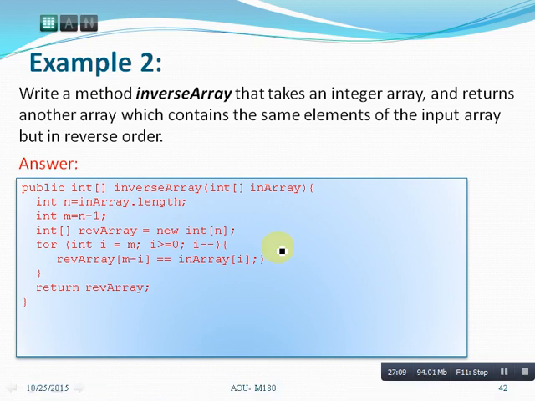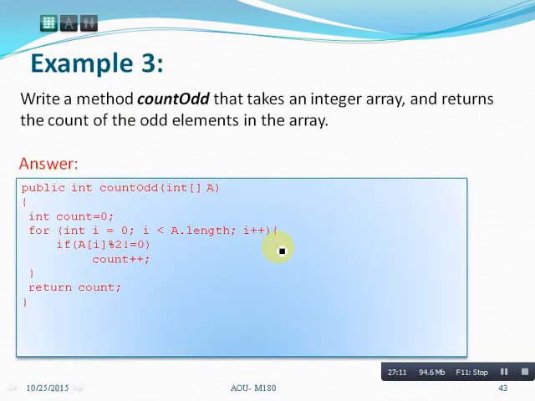This is about the inverse of the array. The next one is counting the odd numbers or counting the even numbers. You just need to check the condition inside the for loop: whether the element is divisible by 2 or not. If it is divisible by 2, it is an even number. If not, it is an odd number, and you can keep a counter and increment it every time. You can copy this code and work on it in NetBeans.